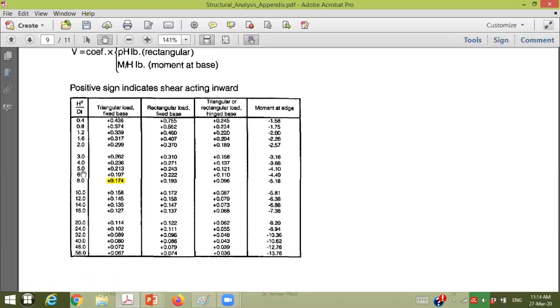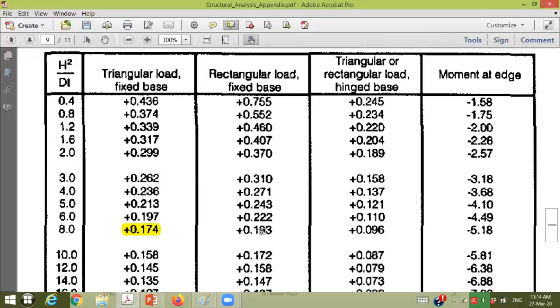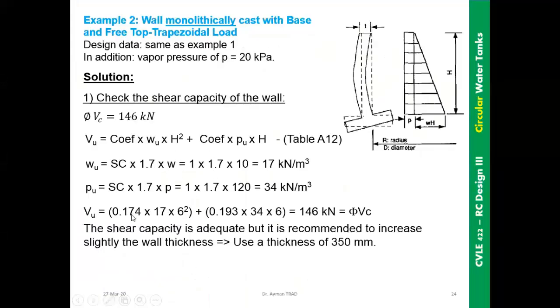Again, H square over dt in our application is equal to 8. So first coefficient for the triangular 0.174, and second coefficient for the rectangular load fixed base 0.193. So these are our coefficients. 0.174 for the triangular and 0.193 for the rectangular part, and we'll conclude with a V ultimate value equal to 146 kilonewton exactly, like 5VC. So exactly equal to 5VC.